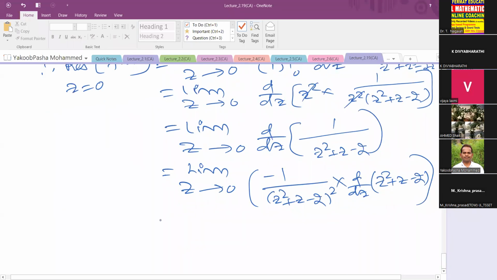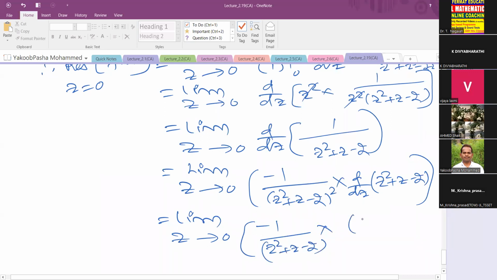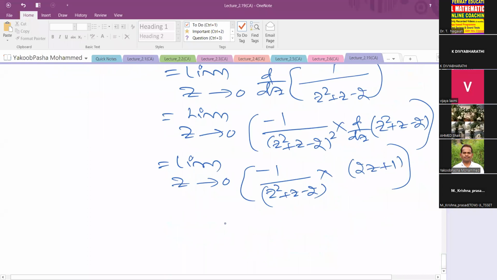Okay. So this is equal to the limit as z tends to 0 of minus 1 by (z square plus z minus 2) whole square into the derivative of this, 2z plus 1. Okay. Now apply z is equal to 0 here. So minus 1 by minus 2, this is equal to 1 by 2. So 1 by 2 is the residue.